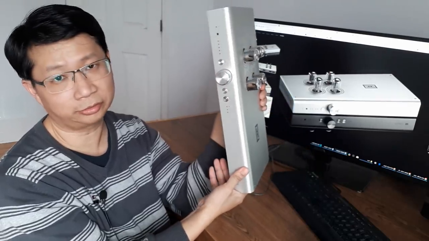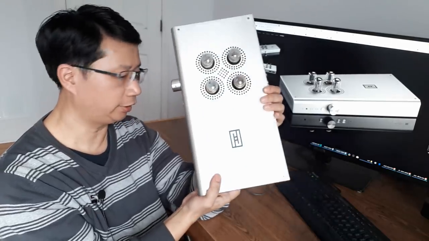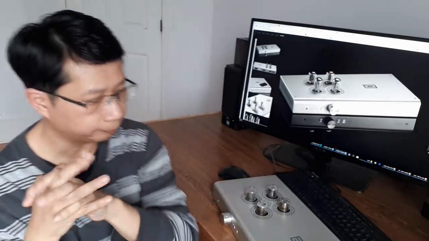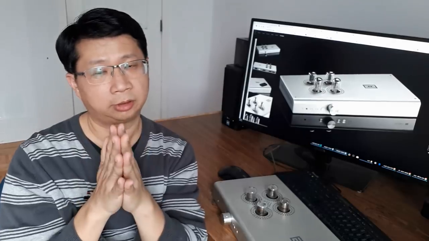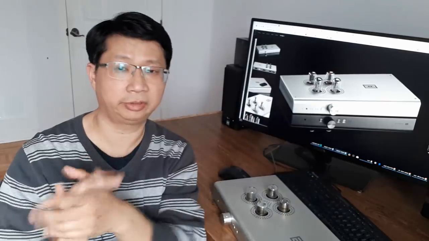Now, I hate this preamp, but I also like it. I'll explain why. You get what you pay for. That's what I really believe, okay? So, from my experience, something that's very cheap cannot outperform something very expensive.